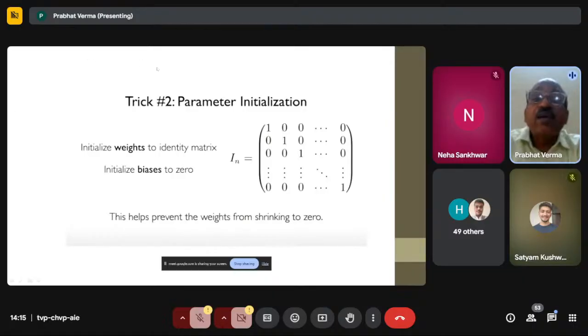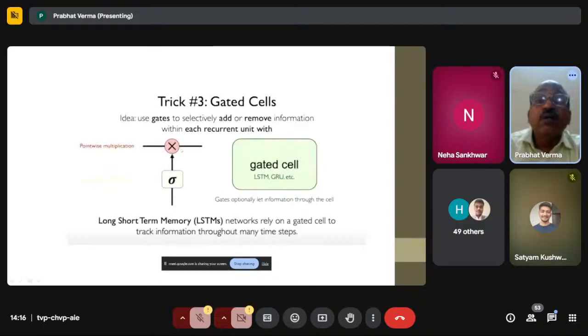The second trick is parameter initialization. We can initialize weights to the identity matrix IN, and initialize the biases to 0. Okay, so weights can be initialized in this identity matrix form and biases are initialized to 0. This helps prevent the weights from shrinking to 0. So this is another approach for the vanishing gradient problem.